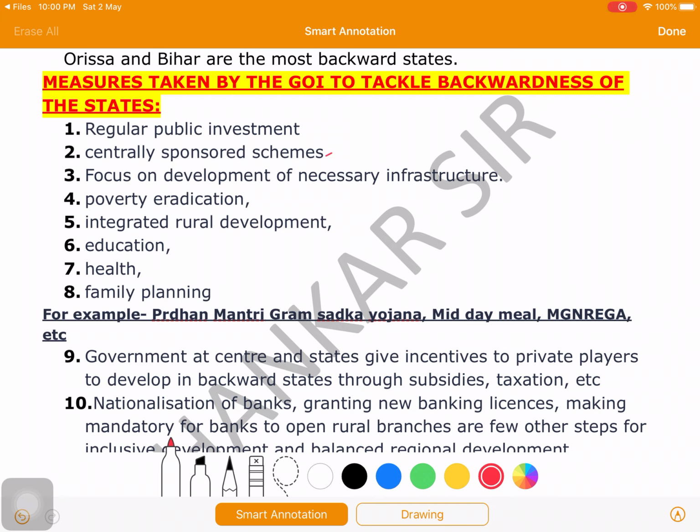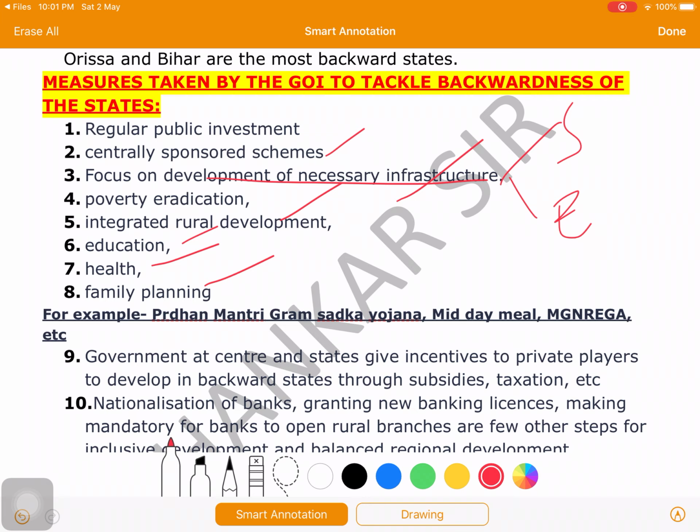Along with that, centrally sponsored schemes were introduced, which mainly focus on the development of necessary infrastructure, both social and economic. And they have taken some measures like eradication of poverty as a part of the 5-year plans itself, integrated rural development, village development, and khadi industries development also came into the picture. Education was given the highest priority. Even the recent education policy is saying the same. The recent health policy of India is also concentrating on this even today. Family planning is one of the measures taken by the government of India to tackle this backwardness.